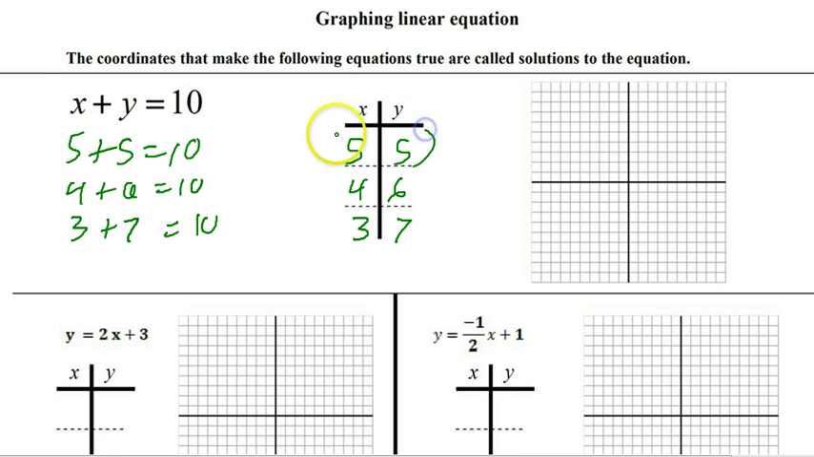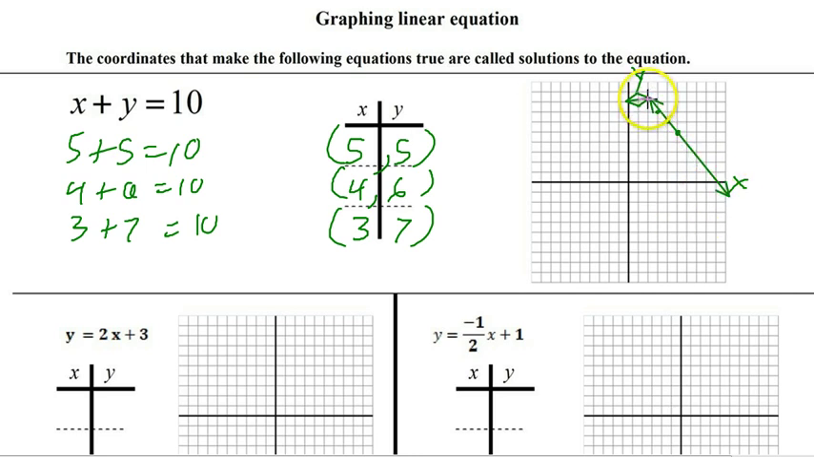So this is a point. And then that's a point. And that's a point. Remember, it's the x and the y. That's our x-axis. That's our y. So we go out 5, 1, 2, 3, 4, 5 for x, and 5 for y. Put a point. Go out 4 and 6, 3 and 7. And then that is our graph.